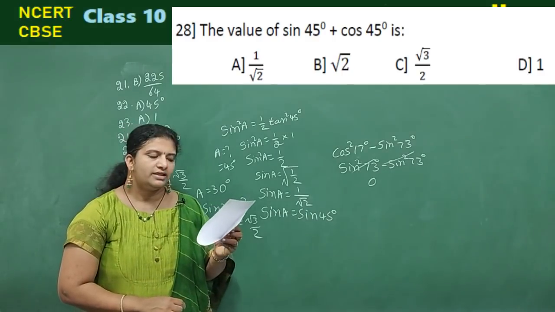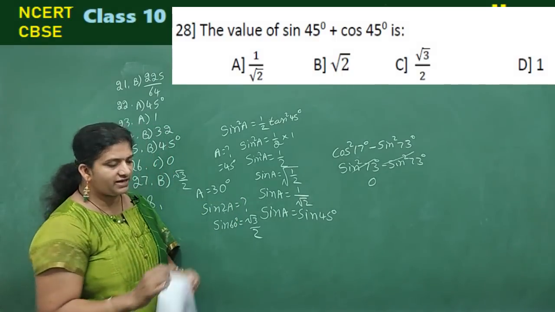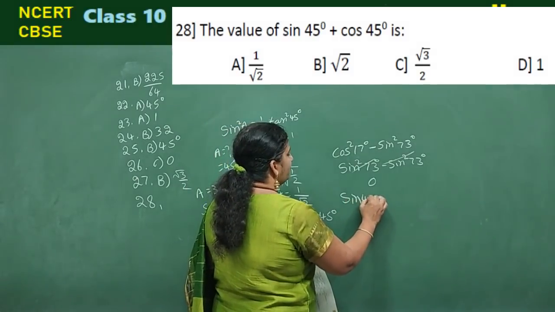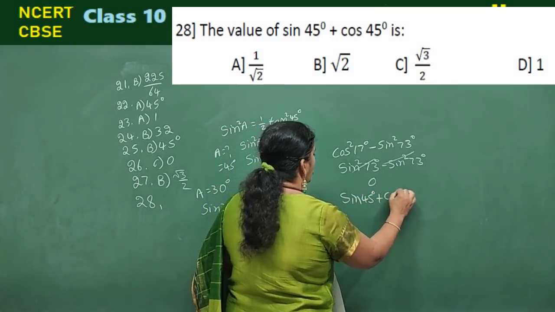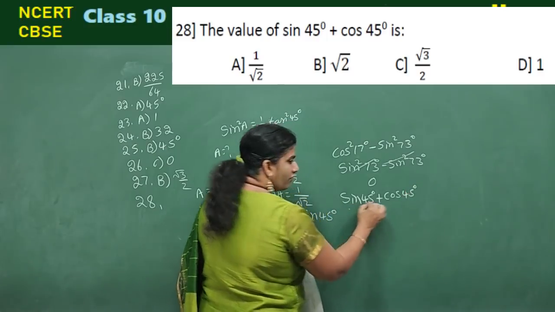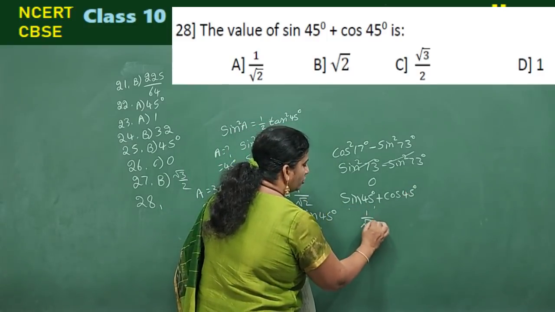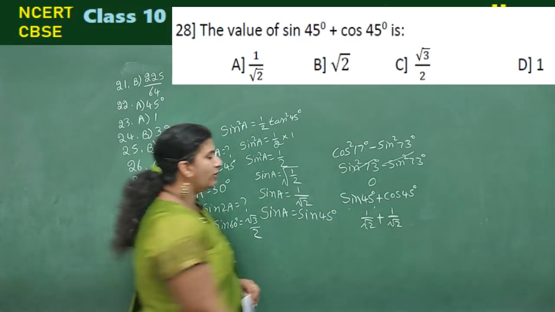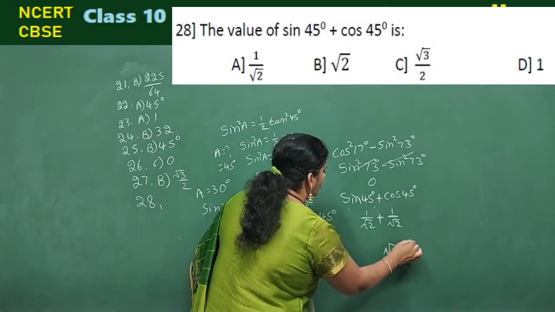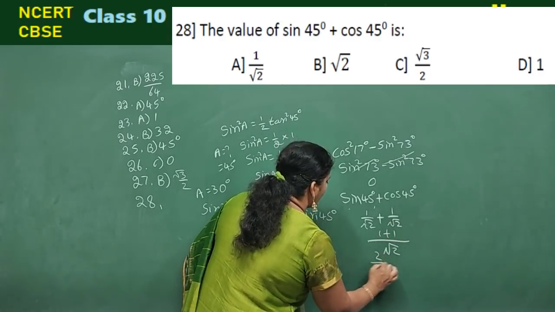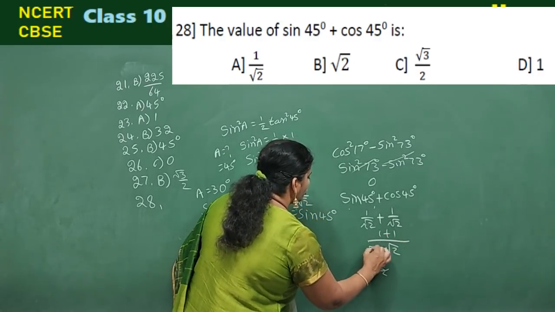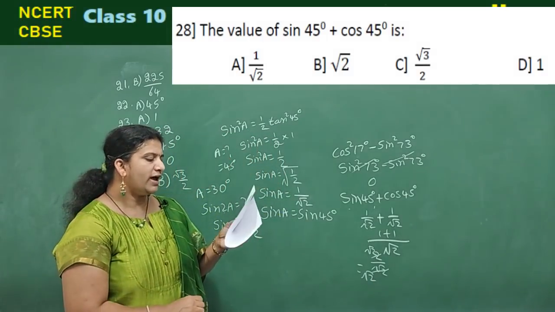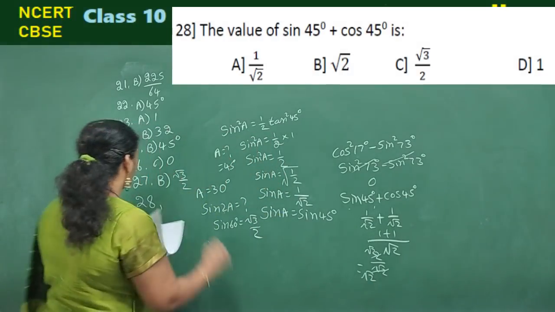28th one, the value of sine 45 degree plus cos 45 degree. Sine 45 degree value is 1 by root 2. Cos 45 degree value is 1 by root 2. Do LCM here. Root 2, 1 plus 1, 2 by root 2. Root 2 times will be cancelled. That will be root 2. Check your answer here. Option B, root 2.